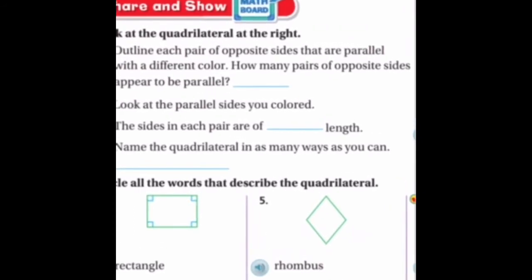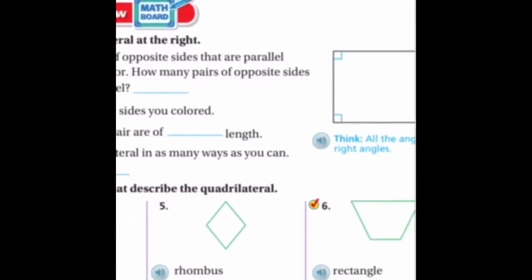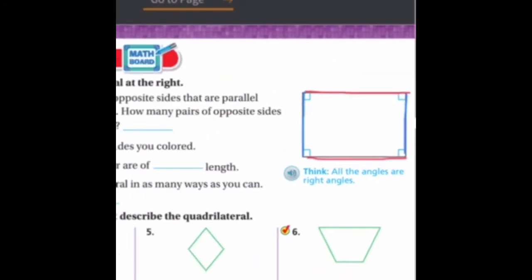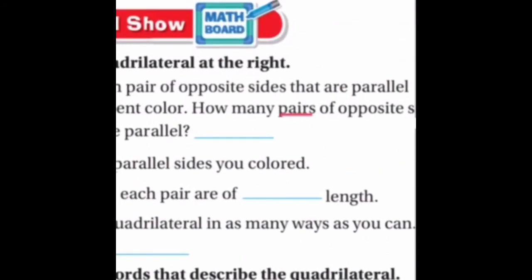Number 1, outline each pair of opposite sides that are parallel with a different color. How many pairs of opposite sides appear to be parallel? So I'm going to look at this one right here. These two sides are parallel, and these two sides are parallel. So it has two pairs of opposite sides that are parallel. Two pair.